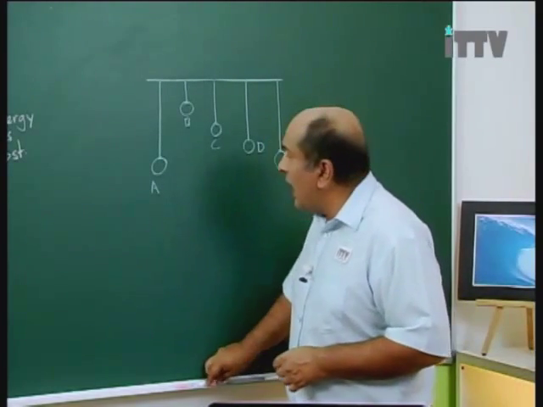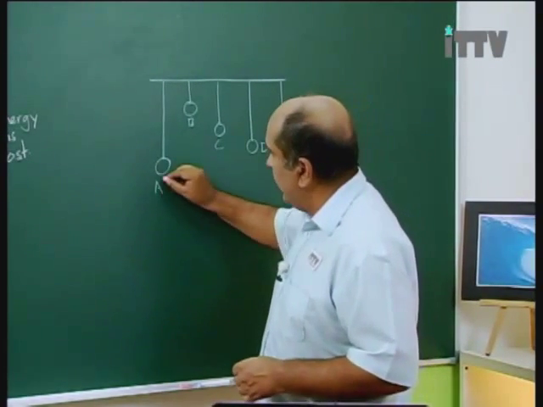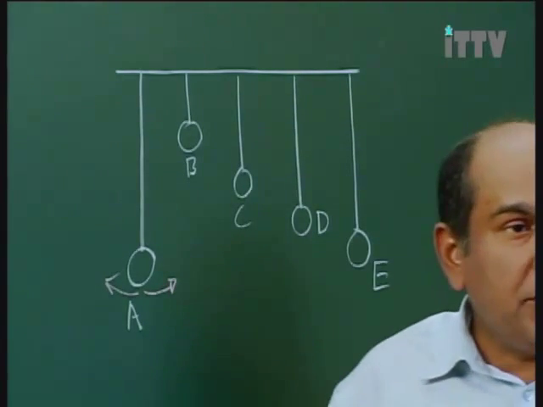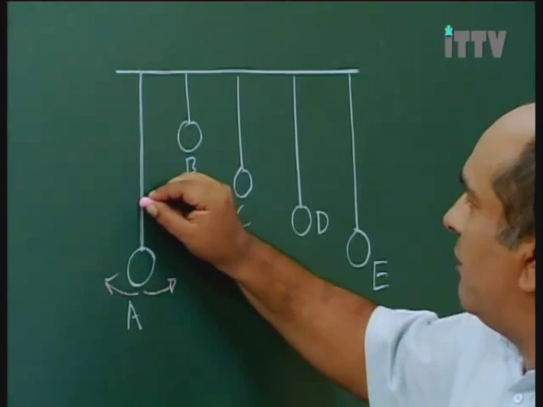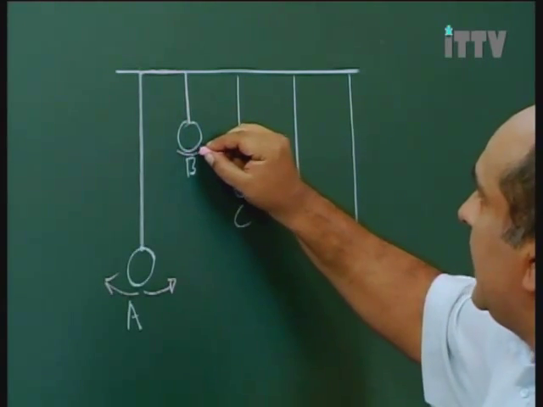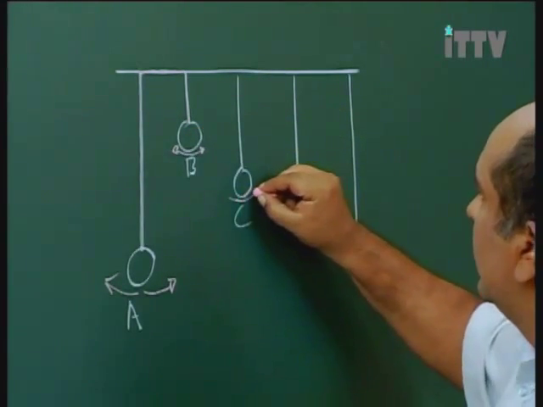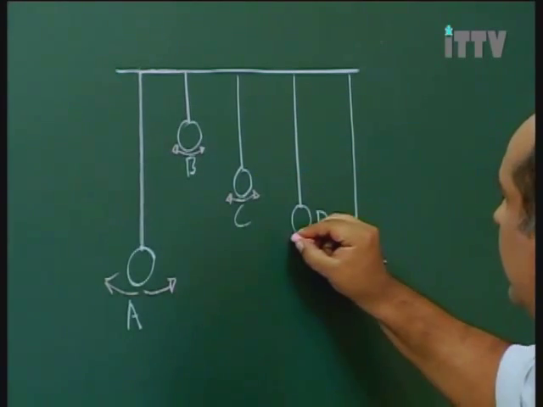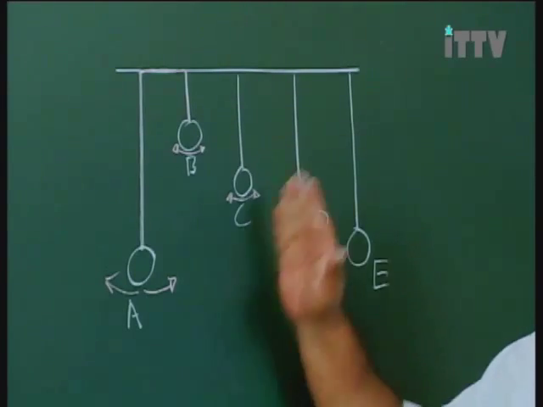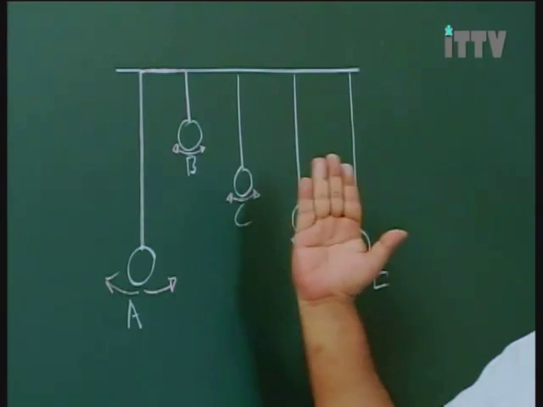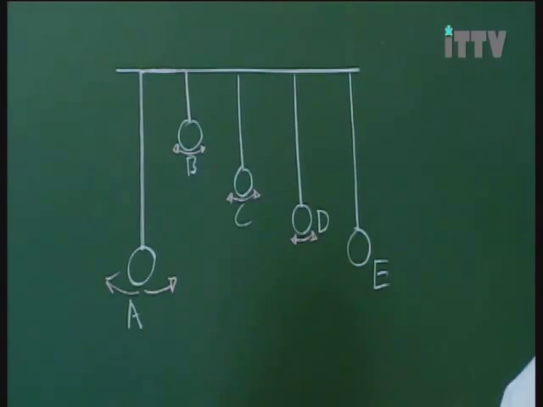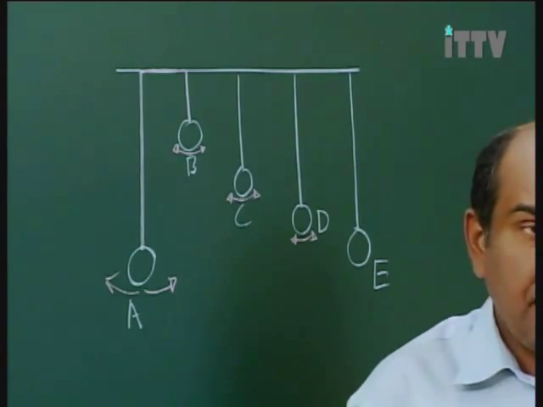Now, when I start swinging pendulum A, the vibrations of pendulum A are going to travel through the string, and it's going to start to make pendulum B, C, and D vibrate. So all these three are going to start moving. But eventually they'll all come to a stop due to damping.